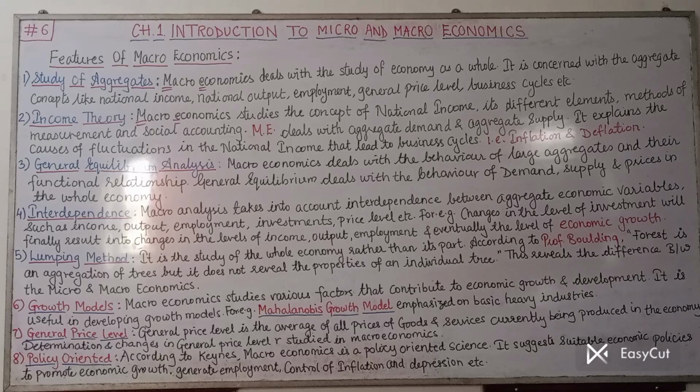Next feature, point number 3, general equilibrium analysis. Macroeconomics deals with the behavior of large aggregates and their functional relationship. See, functional relationship means how they work, how they affect each other, what is the relationship of different variables with each other. That is called functional relationship. General equilibrium deals with the behavior of demand, supply, and prices in the whole economy.